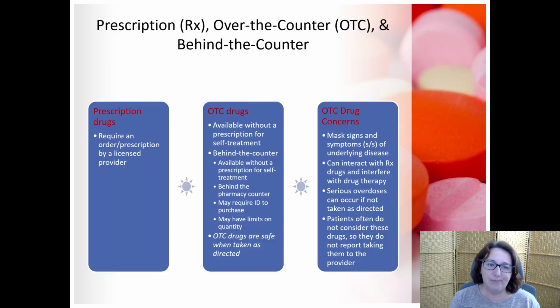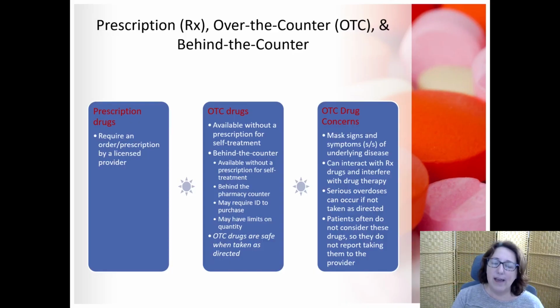These drugs behind the counter may require a photo ID when you're purchasing them, and there may be limits on the quantity. So, what are some concerns with over the counter drugs? Well, they do mask signs and symptoms of an underlying disease. So, if I am coughing and decide to take an over the counter cough syrup, the coughing's going to subside. But if I'm still having some coughing, but it's better with the cough syrup, so I'm like, oh, I'm fine, and I keep taking that cough syrup instead of going to the provider and figuring out what's wrong, I might have a more serious issue going on.